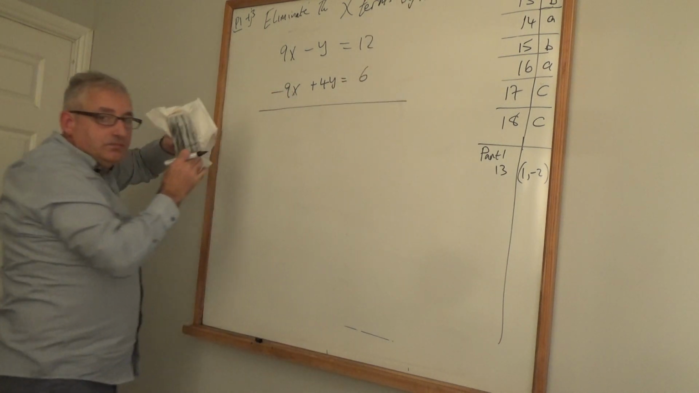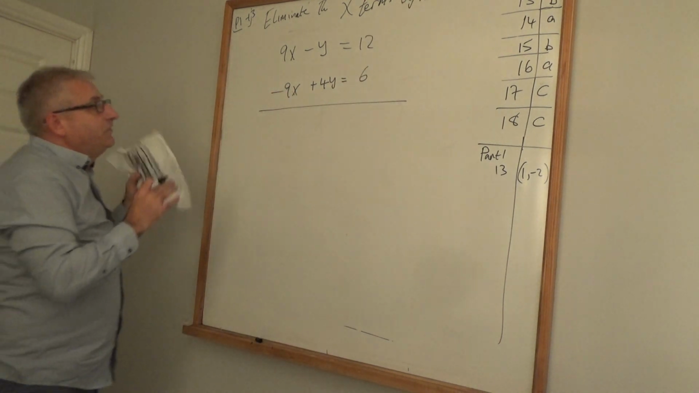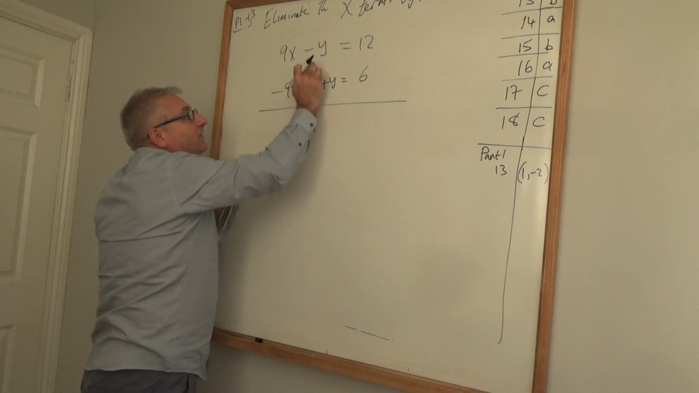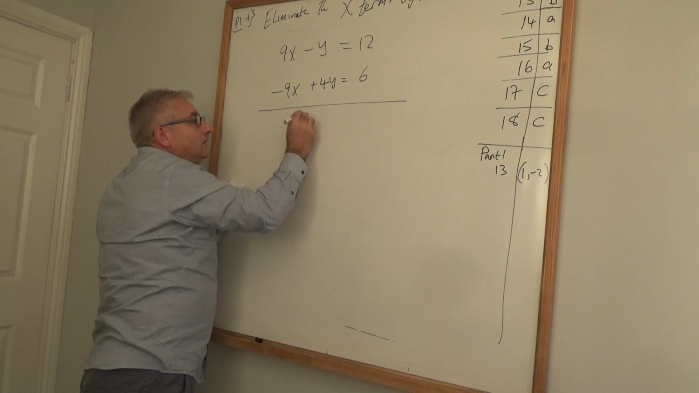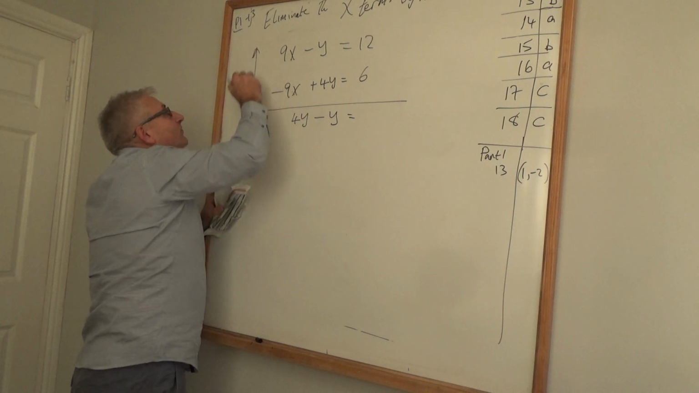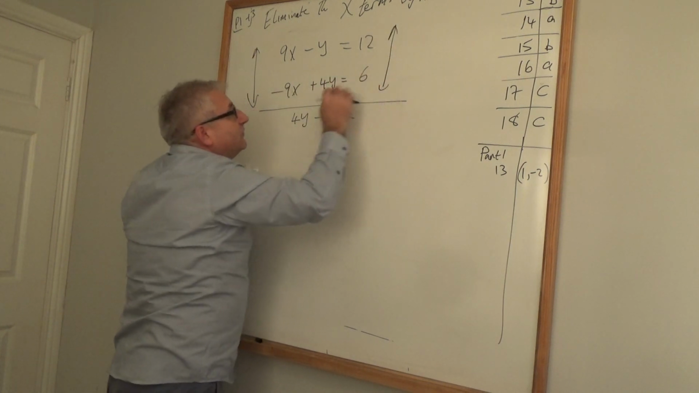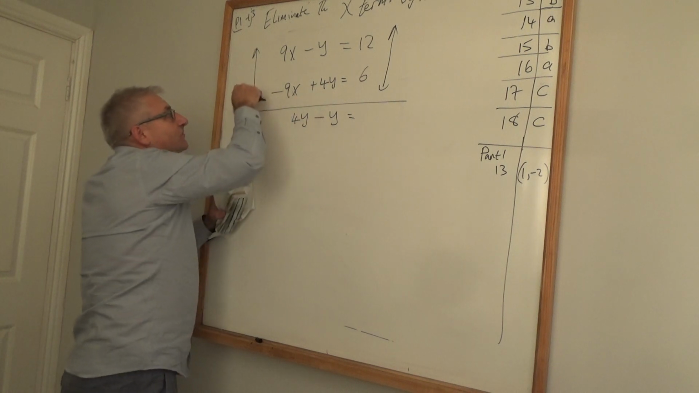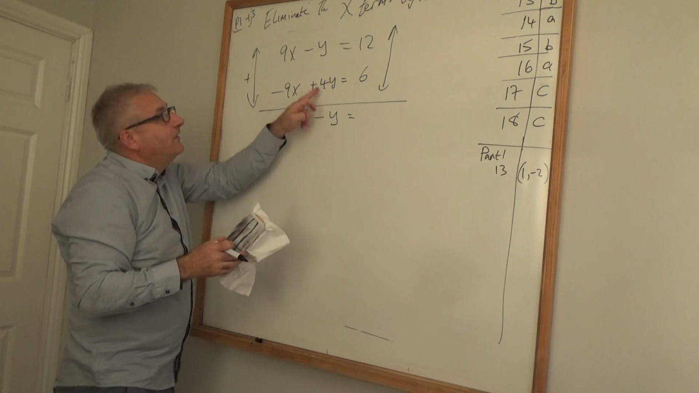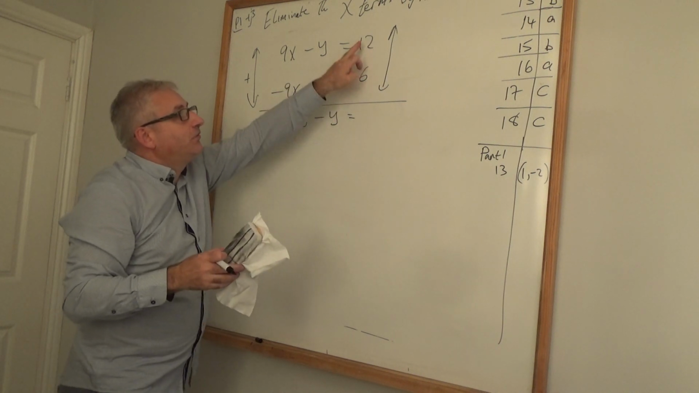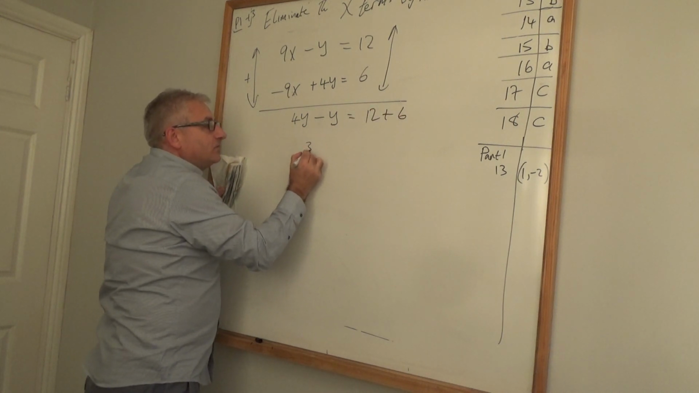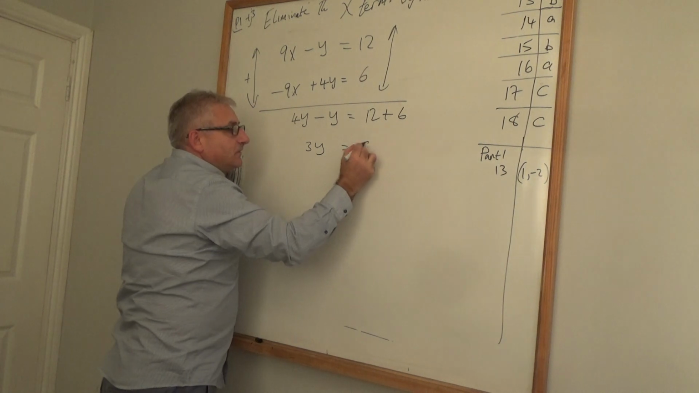Nothing else will get rid of them but addition to each other. Gone. Addition is 4y, take y. Addition is commutative. Now I like to do that way because I'm free to do it either way, because addition doesn't matter whether I add first to second or second to first. 4y take y. But here 12 plus 6 is better. Now calculating 4y take y is 3y. 12 plus 6 is 18.